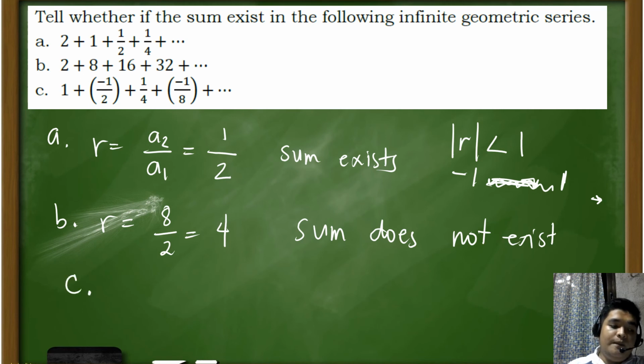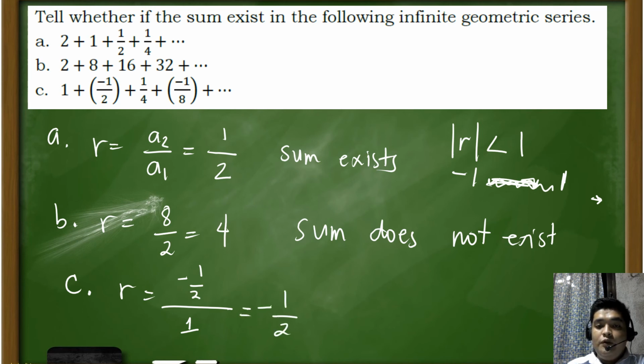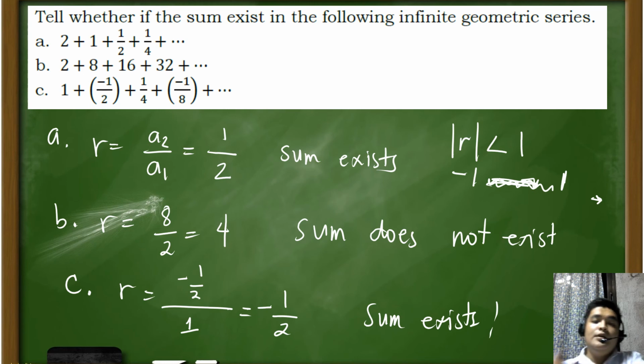How about letter C? What is our R there? That is -1/2 over 1: second term divided by first term. So that is -1/2. So of course, the sum exists. Okay? So I hope you learned the difference between infinite and finite geometric series.